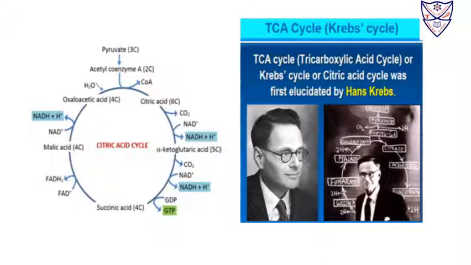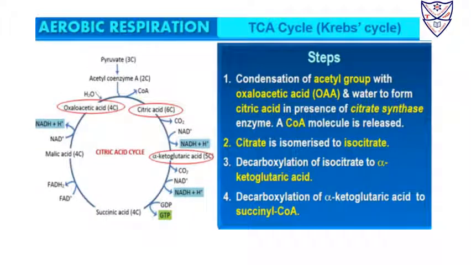Now this TCA cycle is also called the Krebs cycle after its founder. It was first elucidated by Hans Krebs. It is also called the citric acid cycle. Let us see what happens in this cycle. So these are the steps of the TCA cycle.